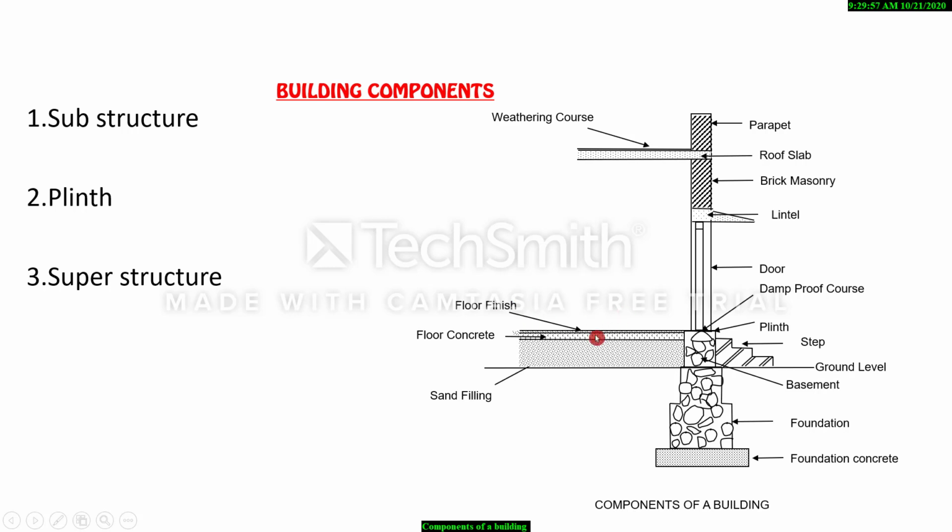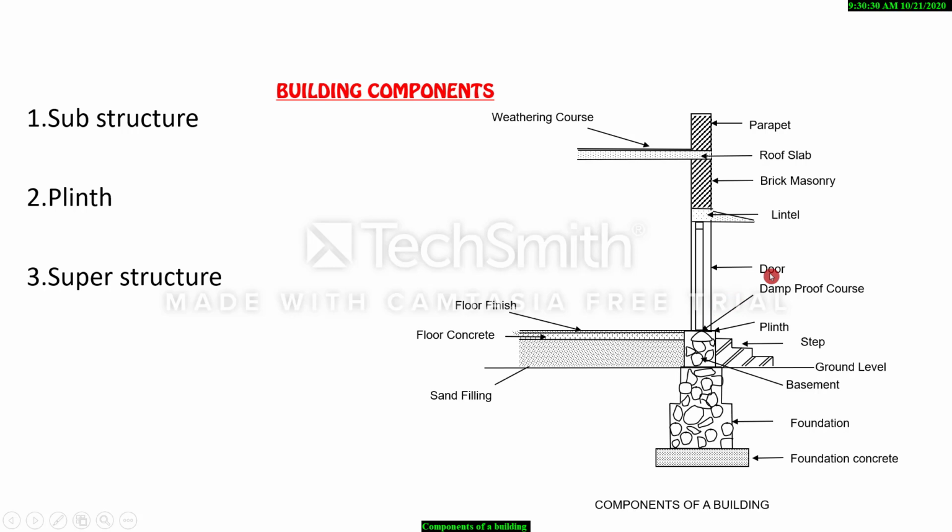And within the plinth arrangement, you have the sand filling. Then above the sand filling, you'll have the floor concrete. Then the floor will be finished. So plinth level means it is the top level of the floor. Then a damp-proof course is provided between the wall as well as the plinth to avoid the penetration of water to the walls, thus making the walls damp-proof.